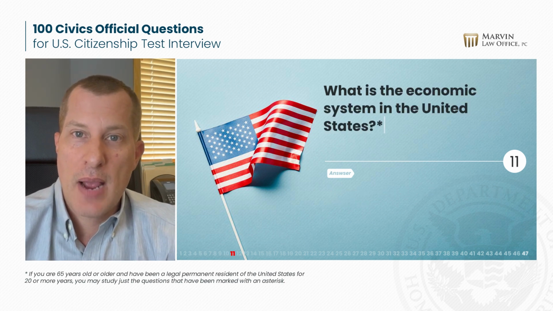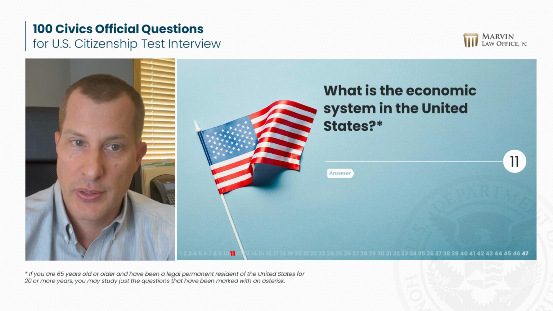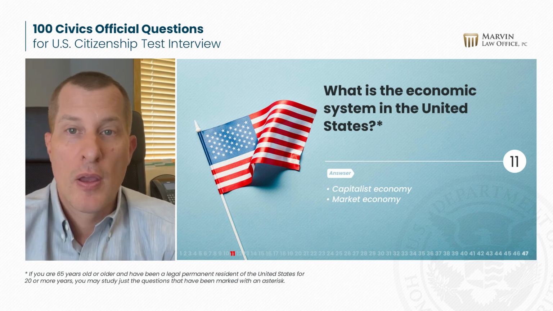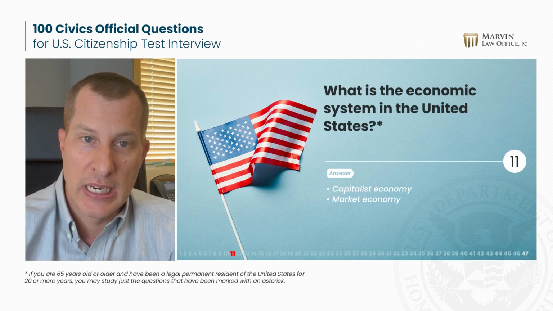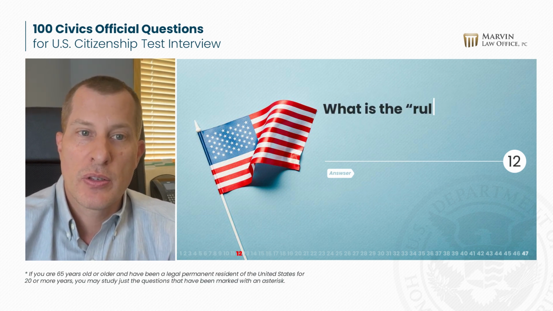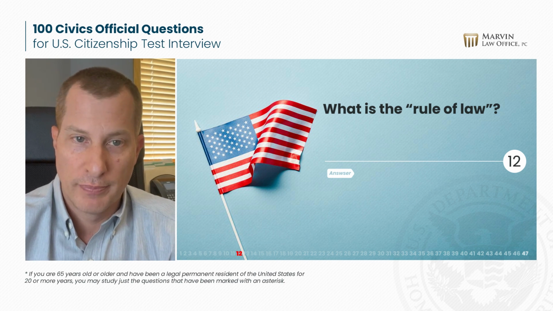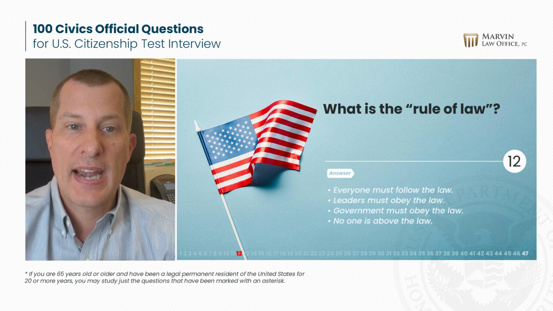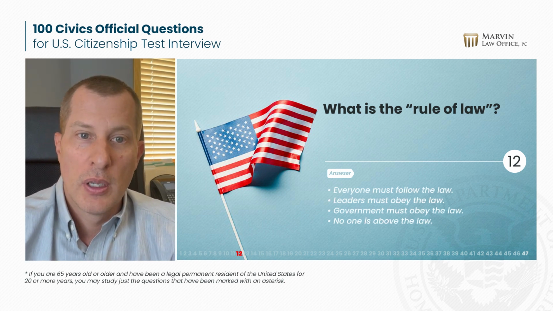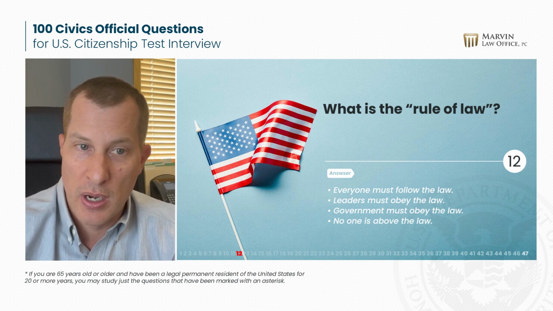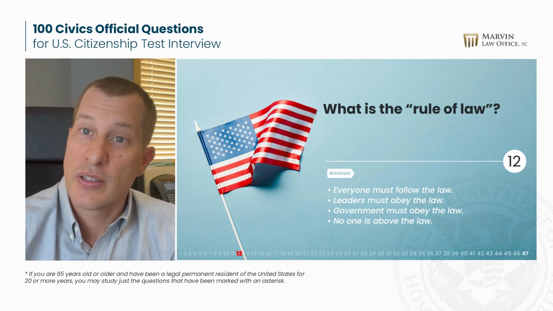What is the economic system of the United States? You can say either a market economy or a capitalist economy. What is the term rule of law? It means everyone must follow the law, leaders must obey the law, government must obey the law, or no one is above the law.